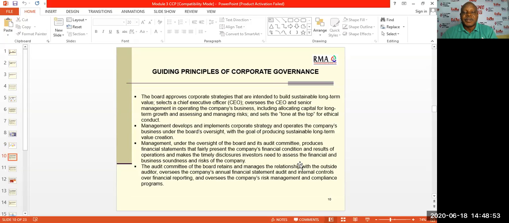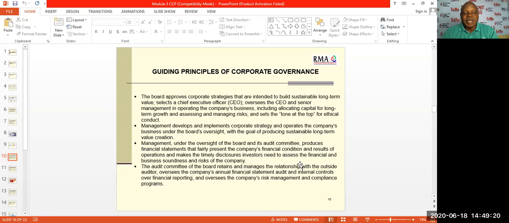So what are the guiding principles of good corporate governance? Some of the principles, we're going to list them, is that the board should be the one to approve corporate strategies that are intended to build sustainable long-term value. The board has a key role to play. So that is one principle. The board must drive corporate governance.